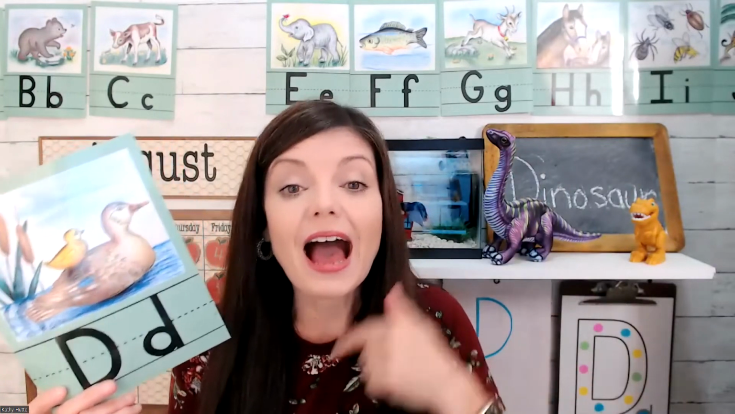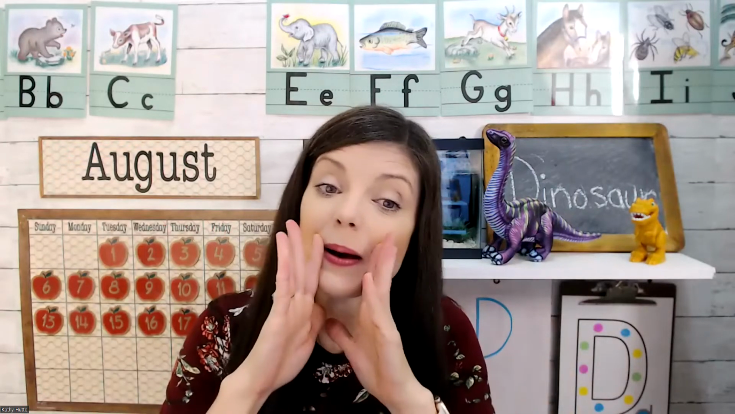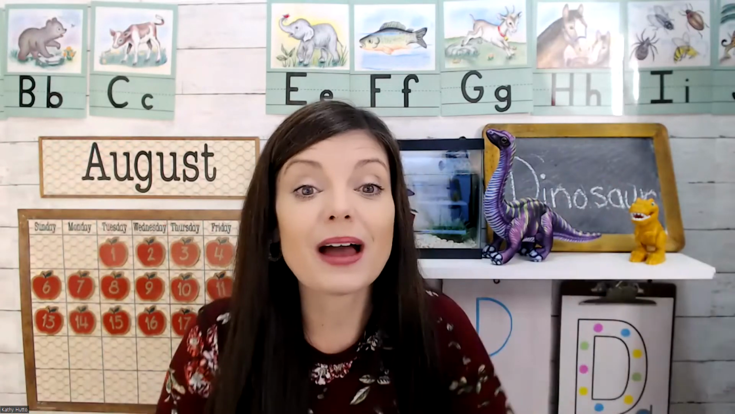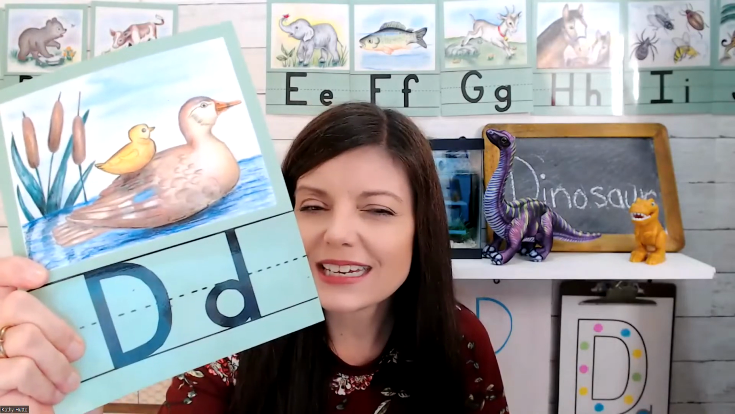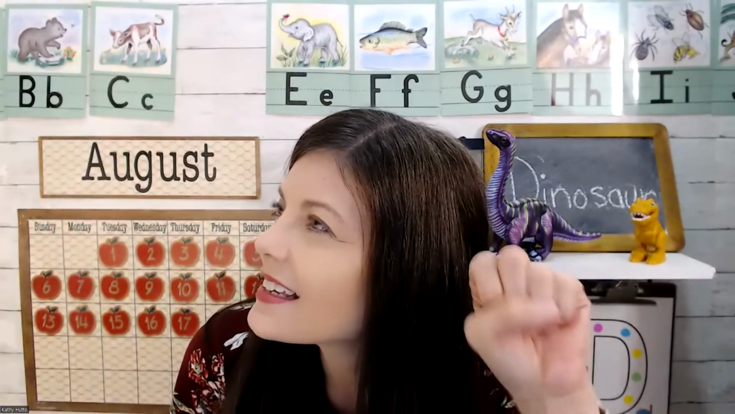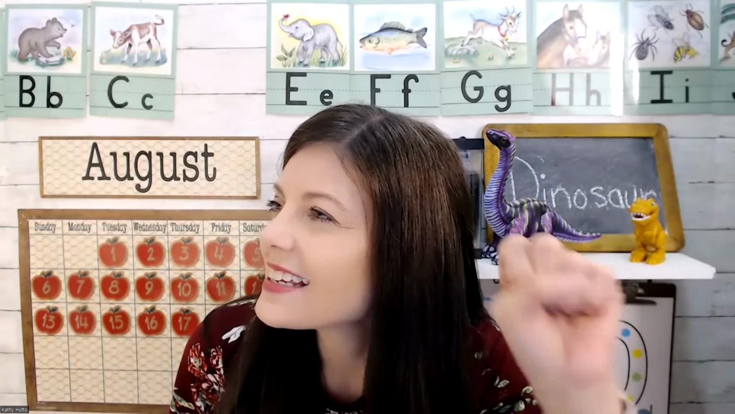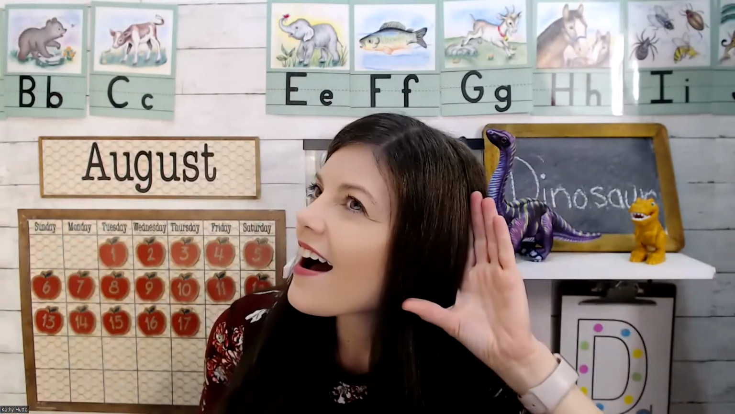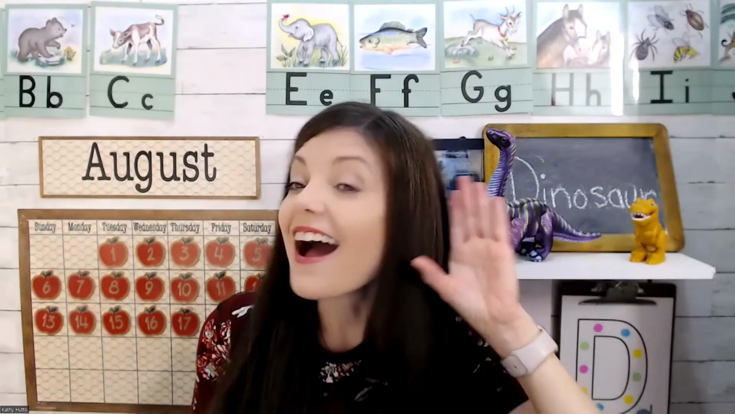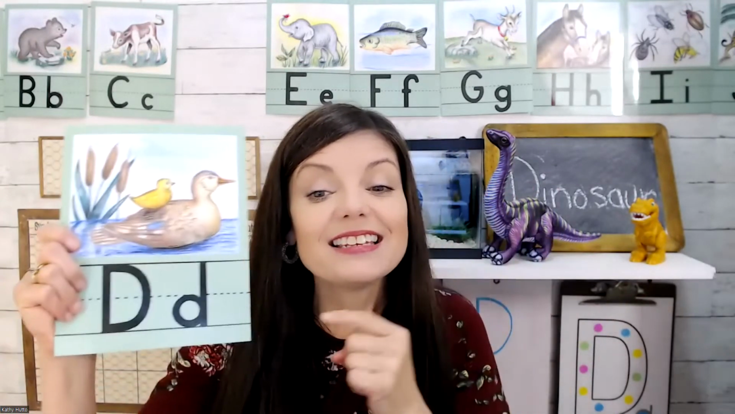Well, why don't we knock on each other's door? I'll knock on your door and you knock on my door. And then we have to say, come in. Why don't you knock on my door first? What does letter D say? D, D, D, D, D. Come in. Now I'm going to knock on your door. D, D, D, D, D. Come in. Very good. D says D, D, D.